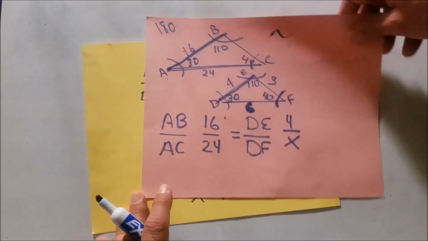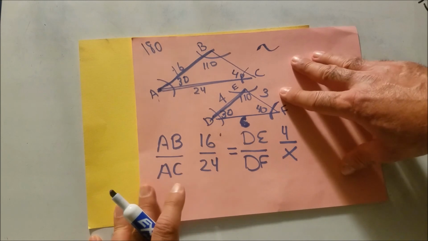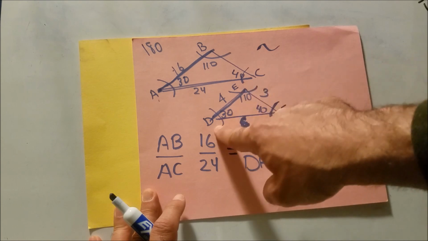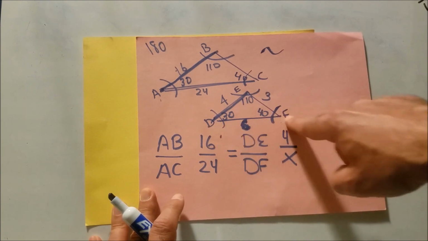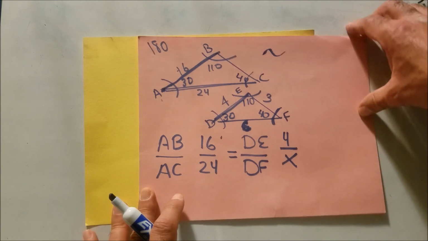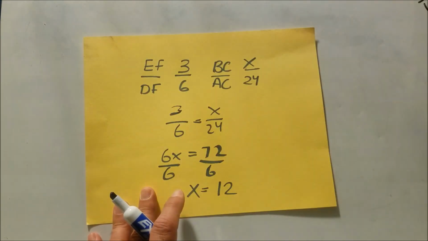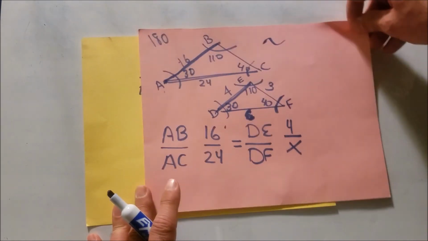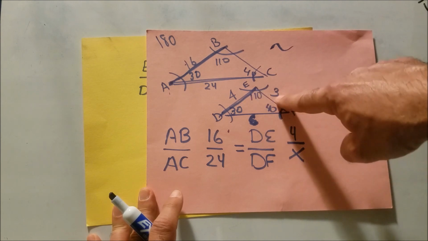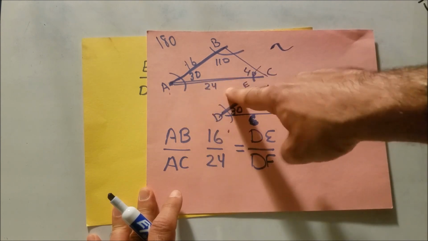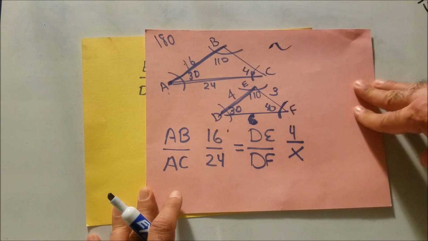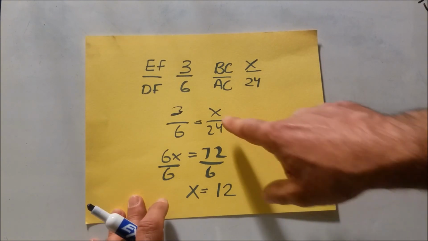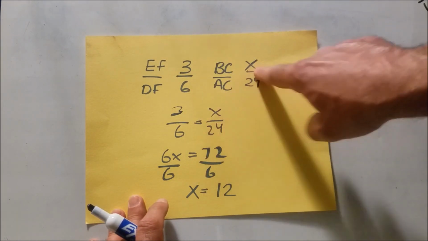And then we used any information that we have. We could use DF or we can use DE. You can pick whatever one. You only need one more. If we use DF, that means we have to use AC on the other one because we have to be corresponding. So here I used DF, it was 6, and AC was 24. One more time that you see it. Right? EF is 3, DF is 6, AC is 24, and we're trying to find BC. All right, so what we have is we have 3 over 6 equals X over 24.